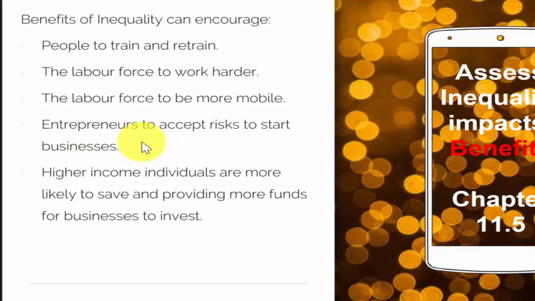It may also encourage entrepreneurs to accept more risks and to start businesses if they can't find their own work. Higher income individuals are more likely to save, and they're the ones that are able to provide funds for business to invest. So while that still acknowledges that the gap between rich and poor has increased, it still has that advantage from a textbook perspective.